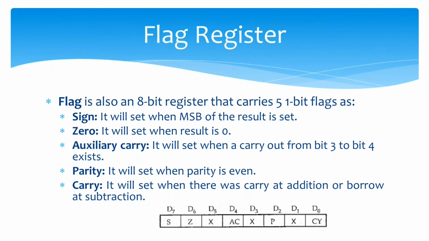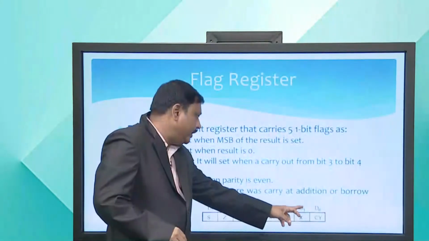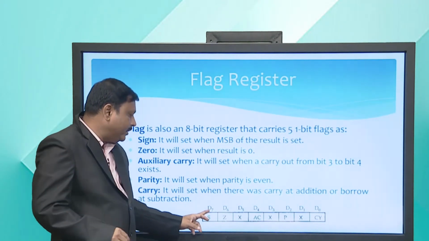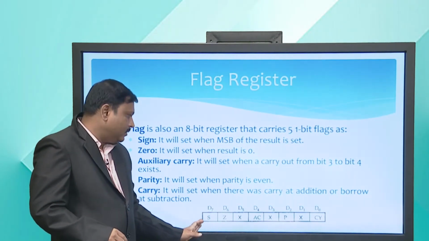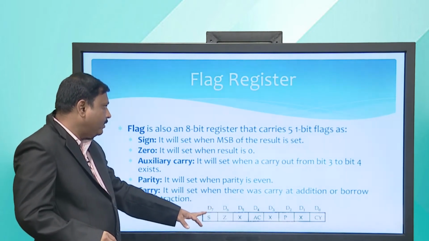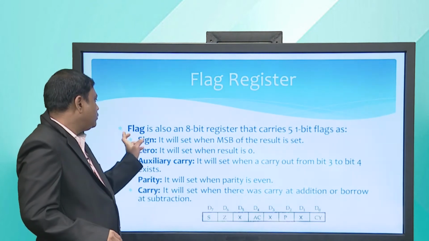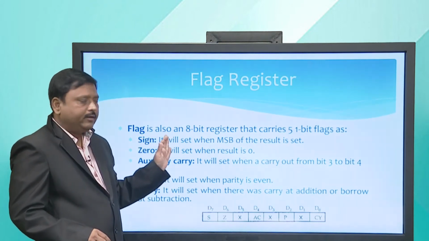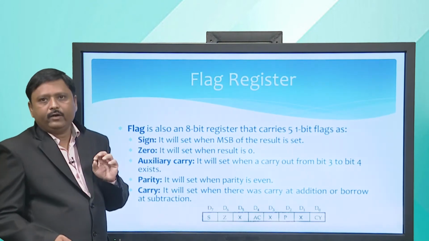Now, let us try to understand the flag register in detail. So, here you can see the flag register. We have D0 to D7 to indicate 8 bit data, out of which only 5 are used. So, the flag register is an 8 bit register that carries 5 bit flags.